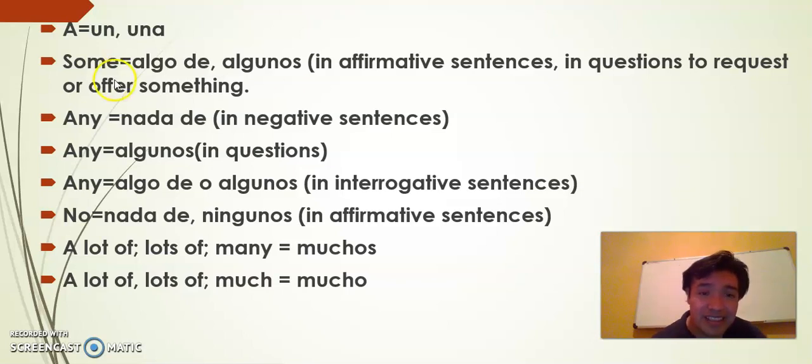And we have any in interrogative sentences. Well, that's what we have already seen before. Then we have no. No means nada de, ningunos, but in affirmative sentences. That is very important. When the word is negative, normally we use it in affirmative sentences.